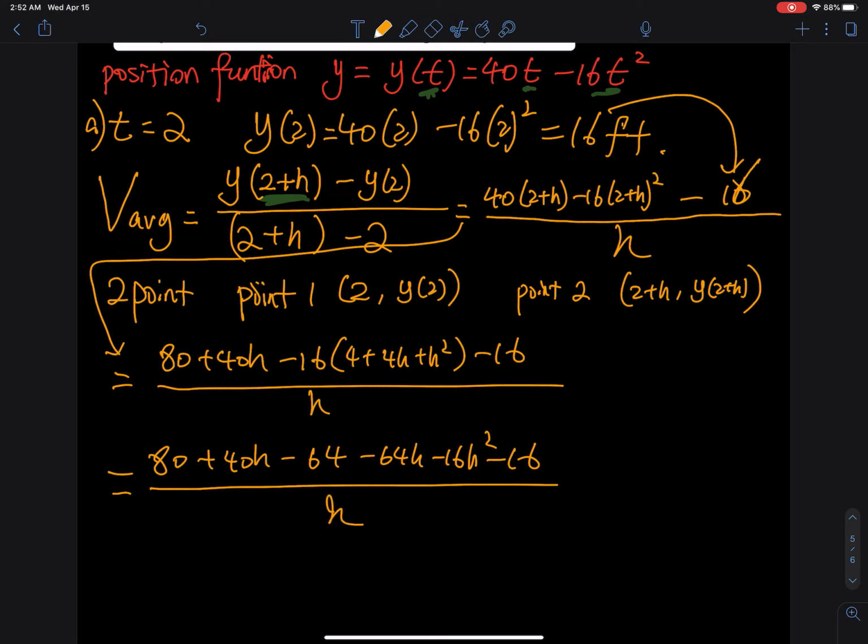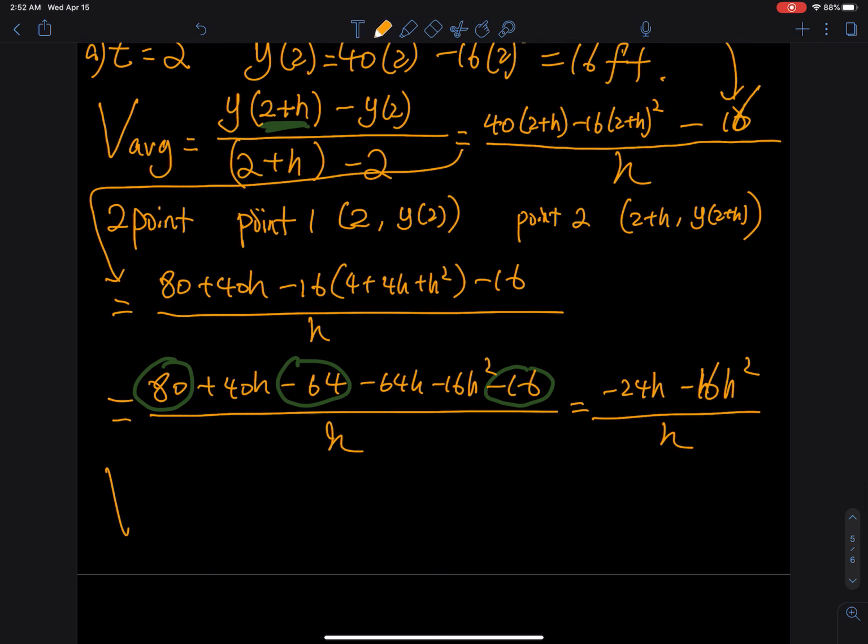Are we able to cancel some terms? Yes, the 80 minus 64 minus 16 can be cancelled. And then the rest, we have 40 minus 64. And then the h squared cannot be cancelled, minus 16h squared divided by h, get rid of the h. So average velocity equals negative 24 minus 16h. You factor out the h and then delete the one in the denominator. So now we have the average velocity function.